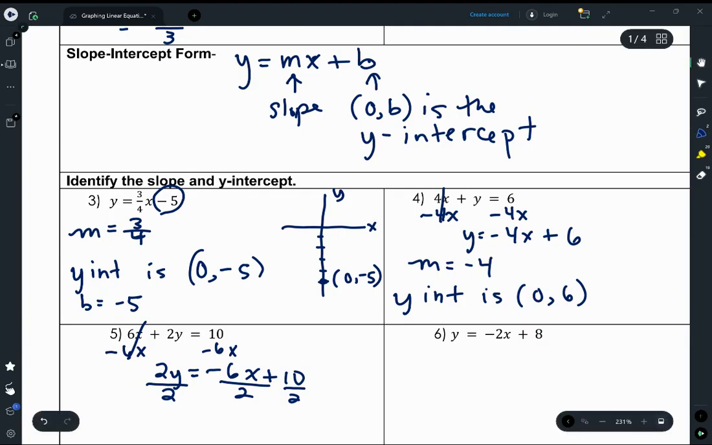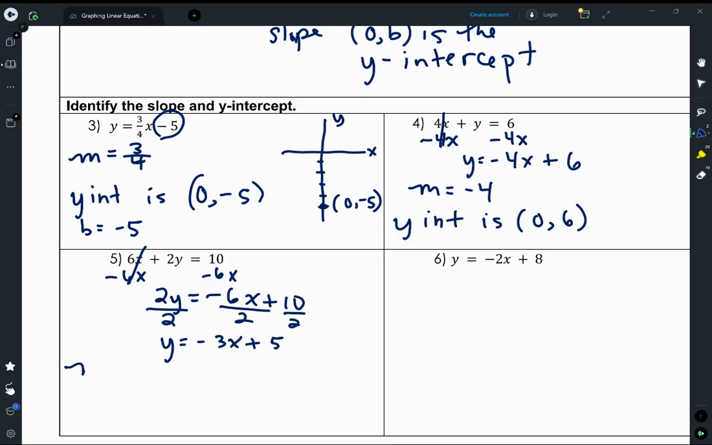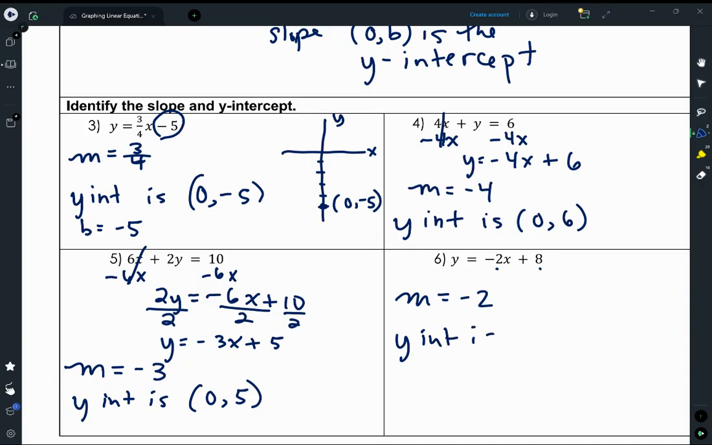And so let's move this up a little bit. So y is equal to -3x plus 5. And that means my slope, the letter for slope is m, is going to be -3, and my y-intercept is 0,5. All right, this last one is already in slope-intercept form. It's already y equals, I've got an x part, I've got a number over here. So m equals -2, and my y-intercept is 0,8.